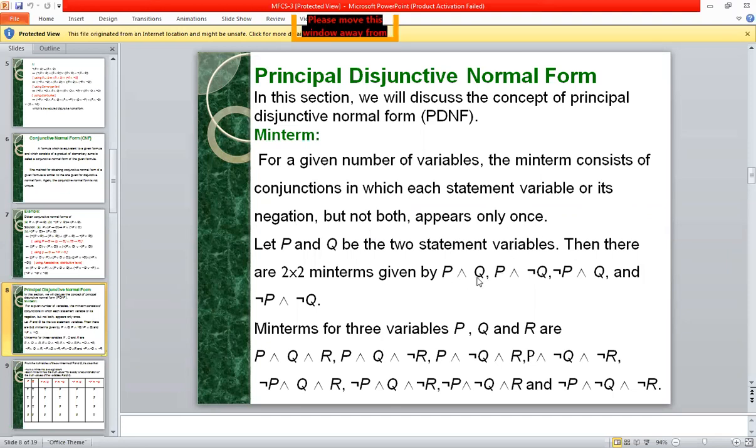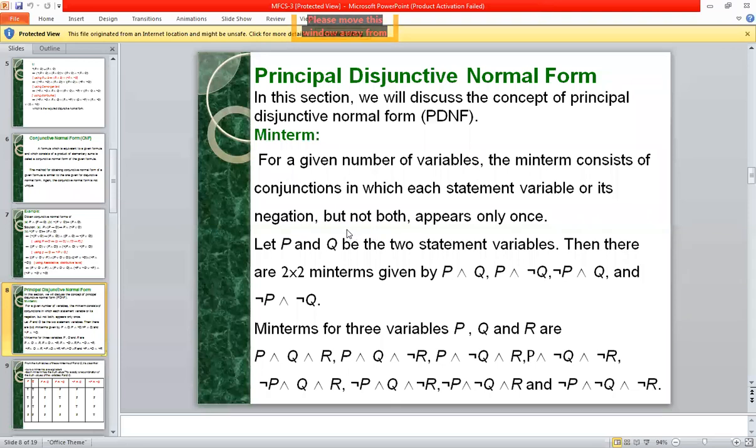Okay, so P and Q, P and negation Q, negation P and Q, and negation P and negation Q. Here we observe that each product does not contain a variable and its negation. If P is in this product, negation P is not in this product. Here, with variable P and negation Q, Q is not in this product. This type of product is called a minterm.